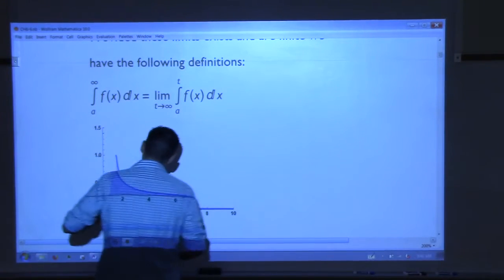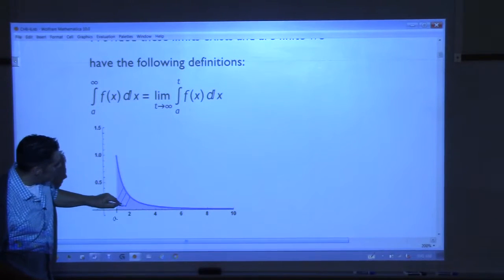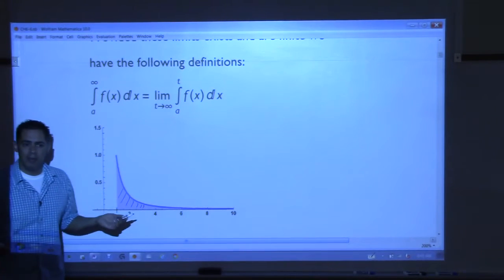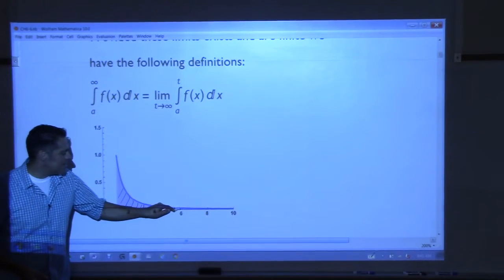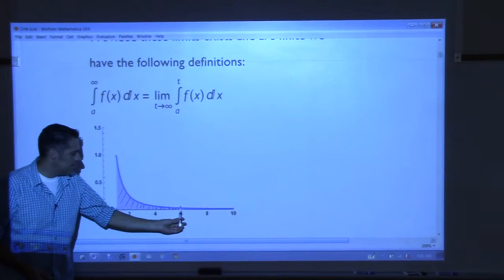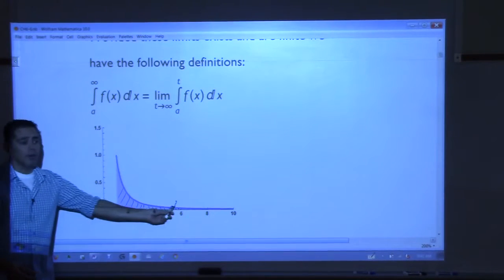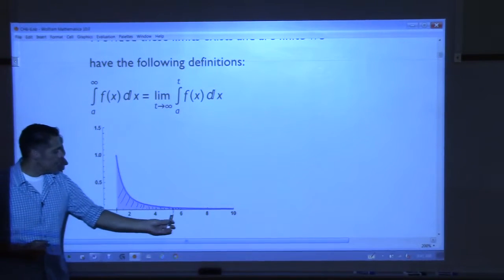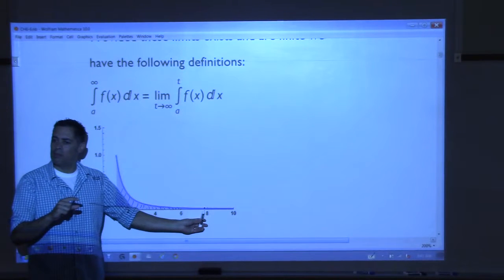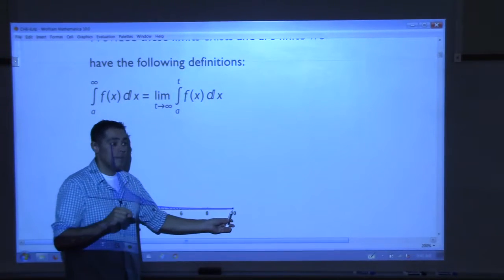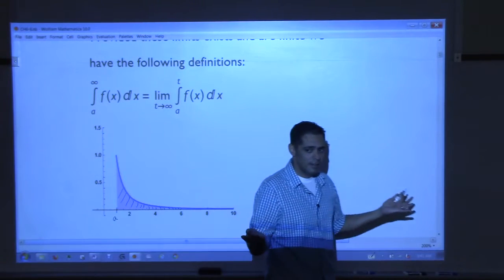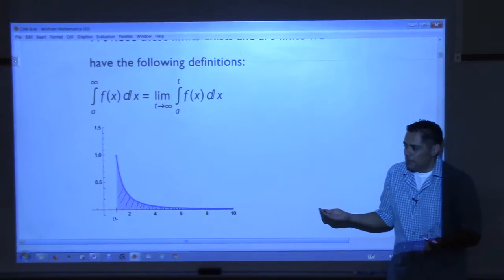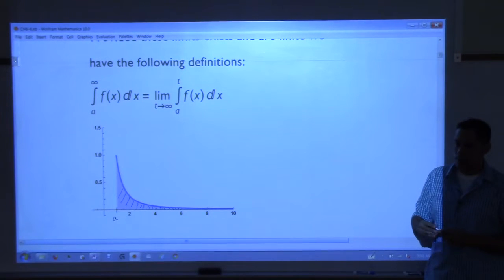I mean, think about this. Look at this graph. Do you all agree we have some area here? So we're going to get a positive number, right? Now, if I keep going here, let's say I stopped at 6, that would give me a number. But if I go to 8, it's going to be a little bit more. If I go to 10, it's going to be a little bit more. If I go to infinity, is it going to be infinite?